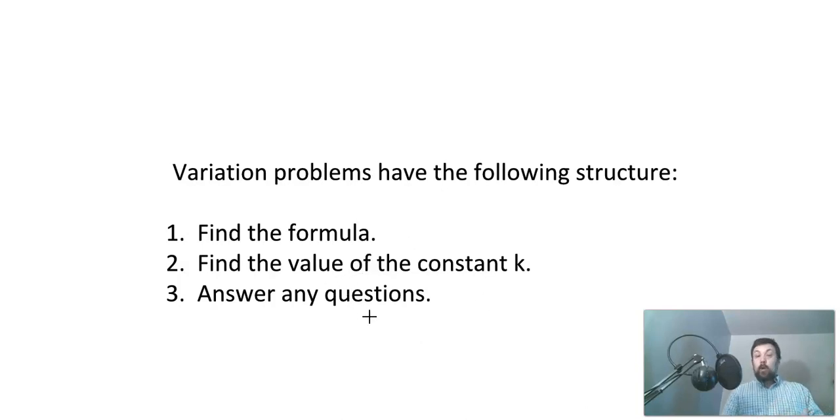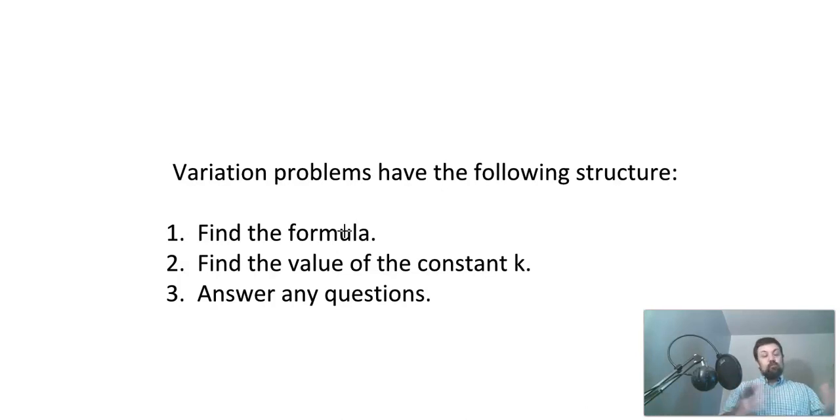So in order to answer the question they're asking you, you first have to have the formula, and you have to have the number for k figured out. Then you can answer the question. Some problems are what I call level 3 problems, where they go all the way to asking you a question that you can only answer by doing levels 1 and 2 first. So every variation problem will have up to these 3 layers to them.